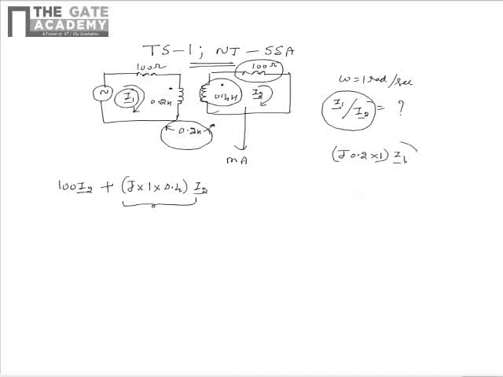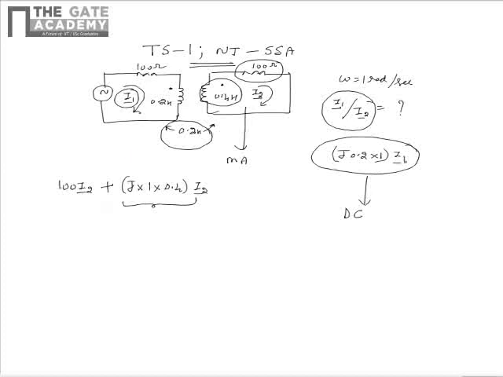But the problem is we don't know the sign of this drop. Please note that for obtaining the sign of this drop, we need to use the dot convention. As per the dot convention, a current entering the dotted terminal of one coil will produce a positive voltage which is sensed positive at the dotted terminal of the other coil.